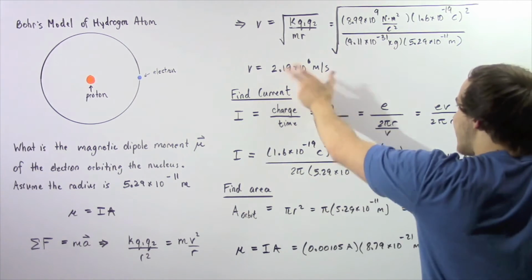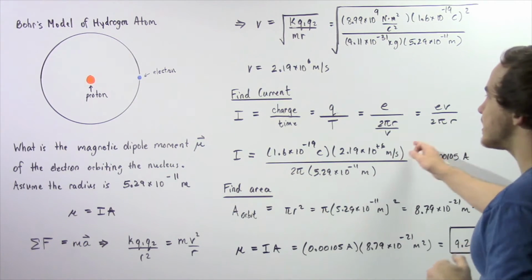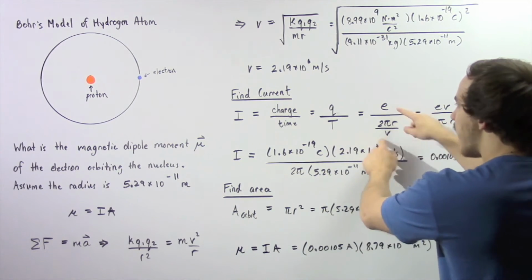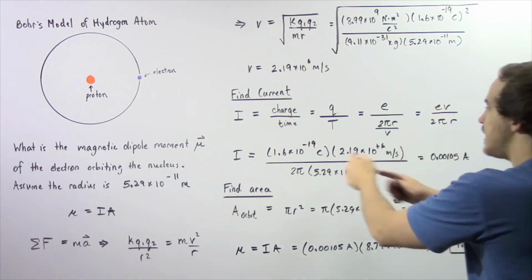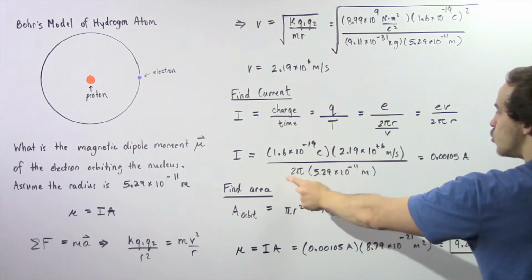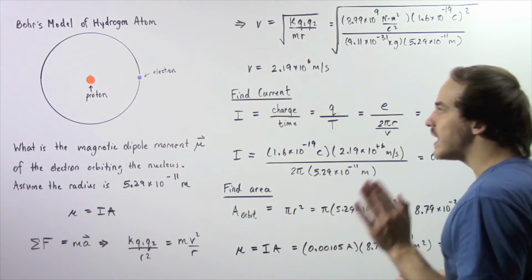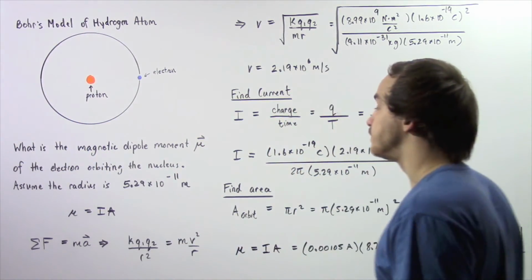Now we know what the velocity is, we know what e and r are, so that means we can solve for our I. So we take this, bring it on top, and solve for I, and we see that e times v, divided by 2 pi times the radius, gives us 0.00105 amps. This is our electric current around the circular pathway.